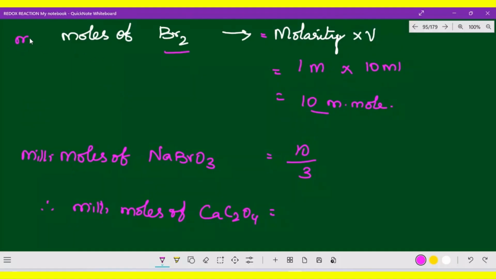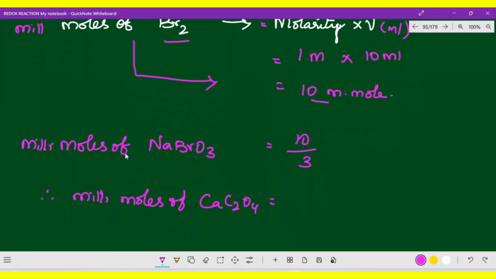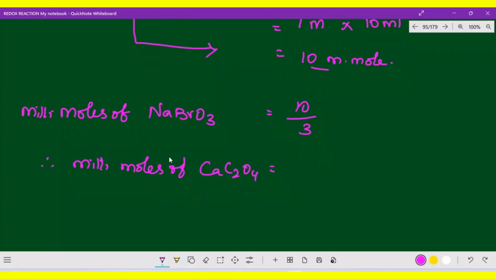Here you see, this is also millimoles only, because we did not mention it as a mole. Because it is 10 ml, we just bring it as it is. We did not convert it into liters. This is ml only. Now you see volume in ml only, so that means millimole only. So this is millimoles of bromine, and this is millimoles of sodium bromate, right? And therefore millimoles of calcium oxalate.